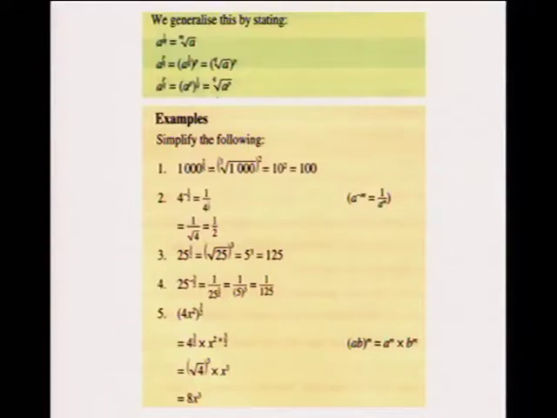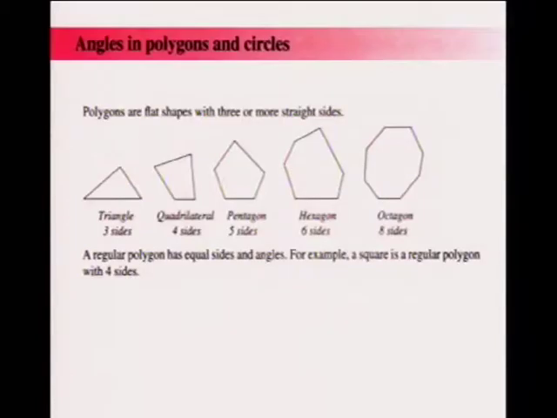Number 5, 4x squared in brackets to the power 3 over 2. We can multiply and we see the indices. Then we see 4 to the power 3 over 2 times x to the power 2 times 3 over 2, which is, in brackets, the root of 4 to the power 3, and times it with x to the power 3. The answer, 8x to the power 3. So we just use our laws.